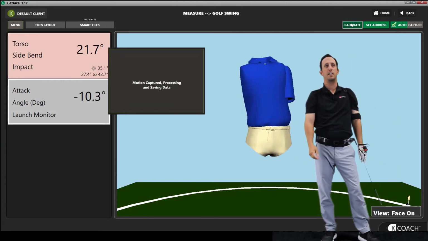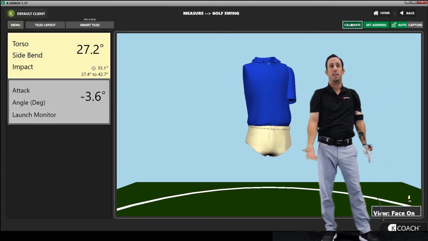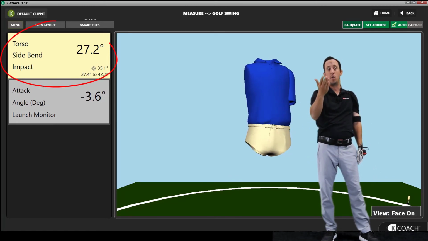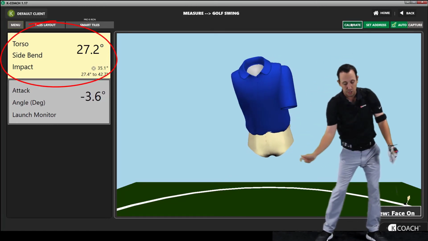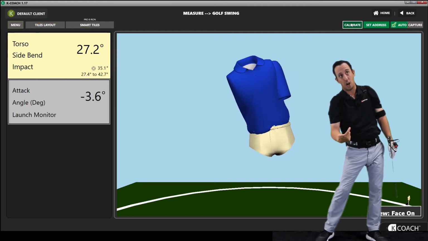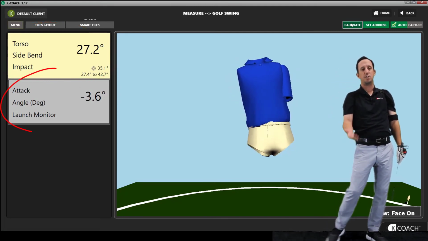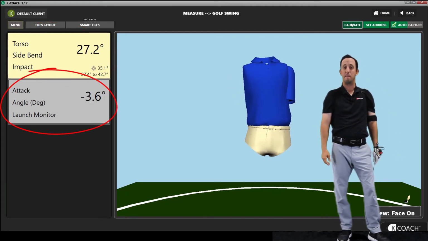Okay, so let's see if my side bend changed and if that affected the attack angle. And you can see I went to 27, so I definitely changed it by about 5 degrees. Not a ton, but you can see it went from negative 10 to negative 3.5 or just about.